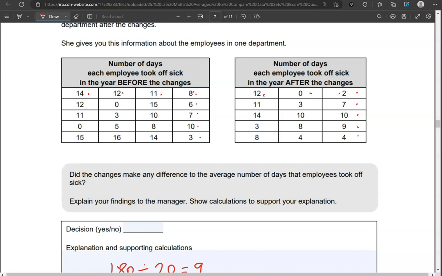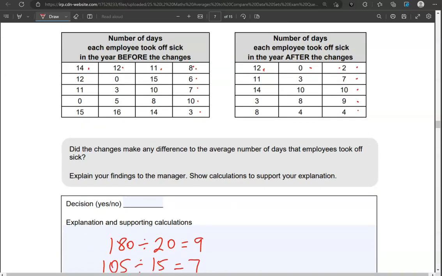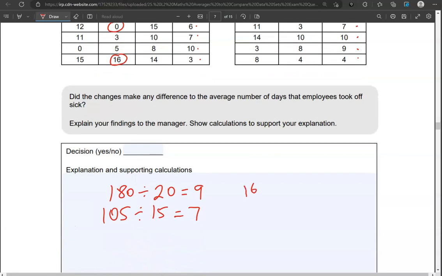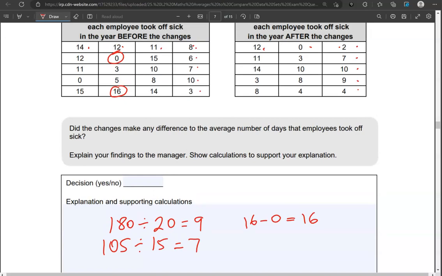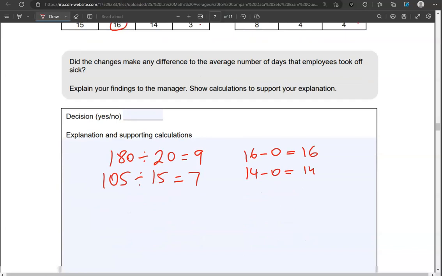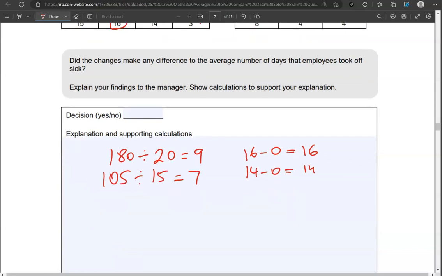Let's work out the range as well. So for before, the highest number of days taken off sick was 16 and the lowest was 0. So 16 take away 0 gives us 16. So the range is 16. For after, the highest number of days taken off sick is 14 and the lowest is 0. So 14 take away 0 gives us 14. So the range is also lower now.